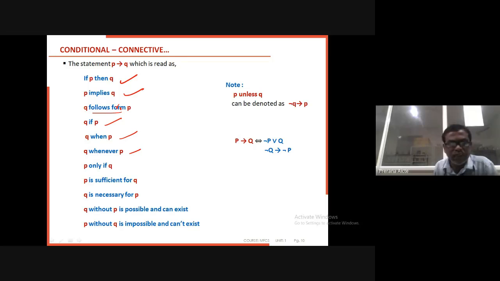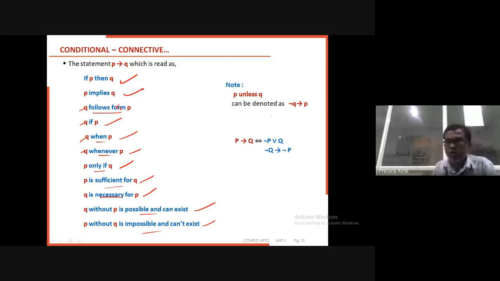See there, in all these statements, Q is coming first. Q follows from P. Q if P. Q when P. Q whenever P. P only if Q is different. P is sufficient for Q. Q is necessary for P. Q without P is possible and can exist. P without Q is impossible and cannot exist. So whenever we find these words, they can also be represented using the conditional connective.